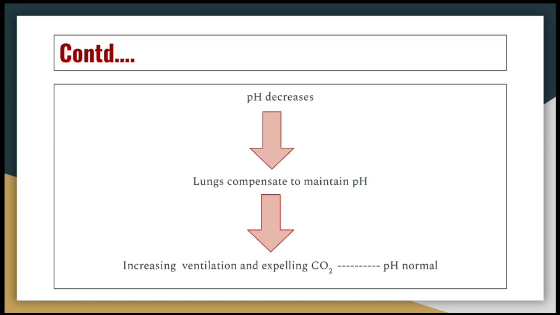When the pH goes down, when it becomes acidic, the lungs will try hard to compensate so that they can bring the pH back to the normal level. What will the lungs do? Lungs will increase the ventilation and expel carbon dioxide from our body. So ultimately the pH will come back into a normal state. That is the way lungs play a vital role in maintaining acid and base balance.